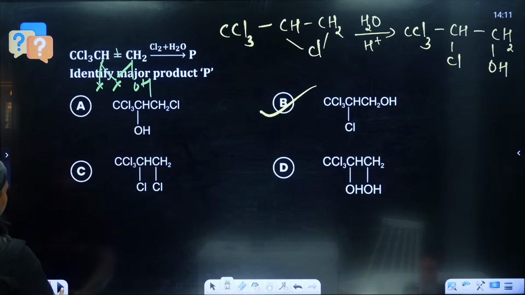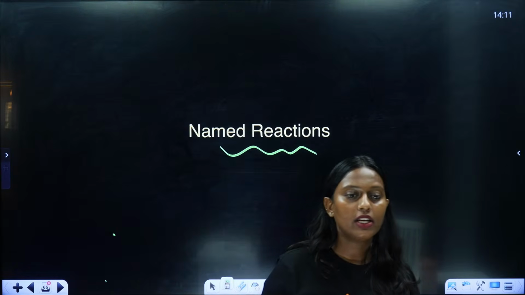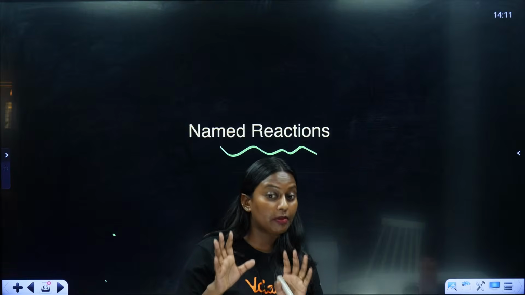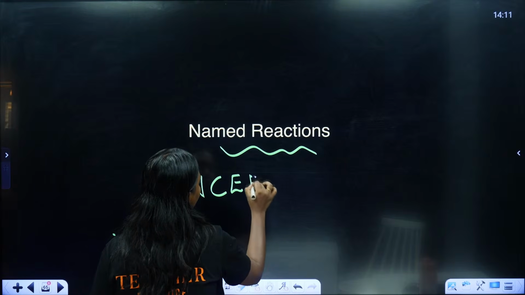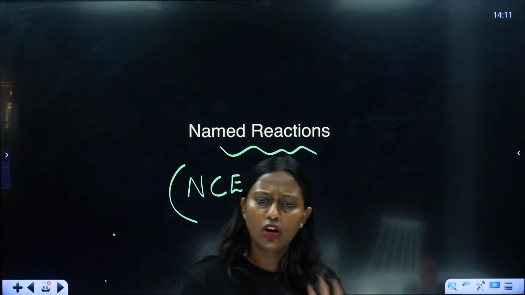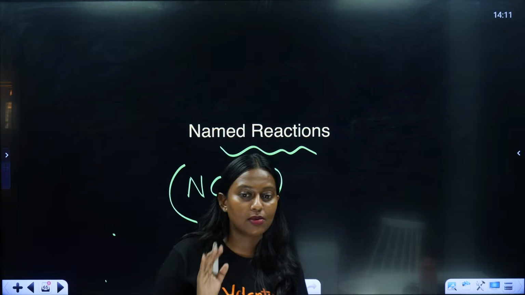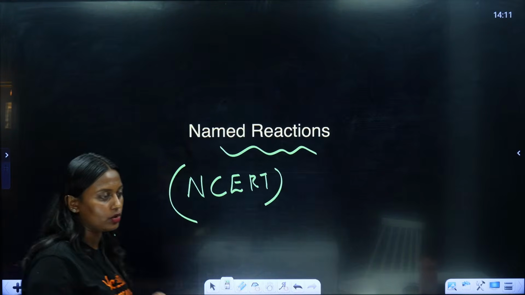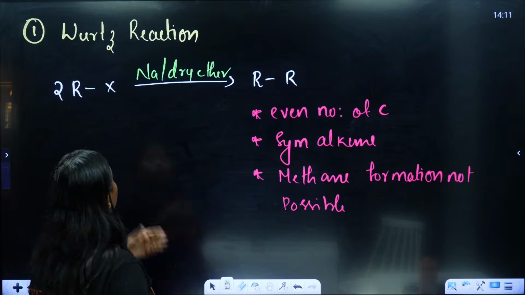Okay, then named reactions. Most of the named reactions in your textbook do not need the mechanism. If the named reaction in your NCERT has a mechanism, I will explain. If you consider all the named reactions in NCERT books, for almost 80 to 90% no mechanism is necessary; you can directly apply and write. But in some reactions they have already given the mechanism, and that we will discuss here.